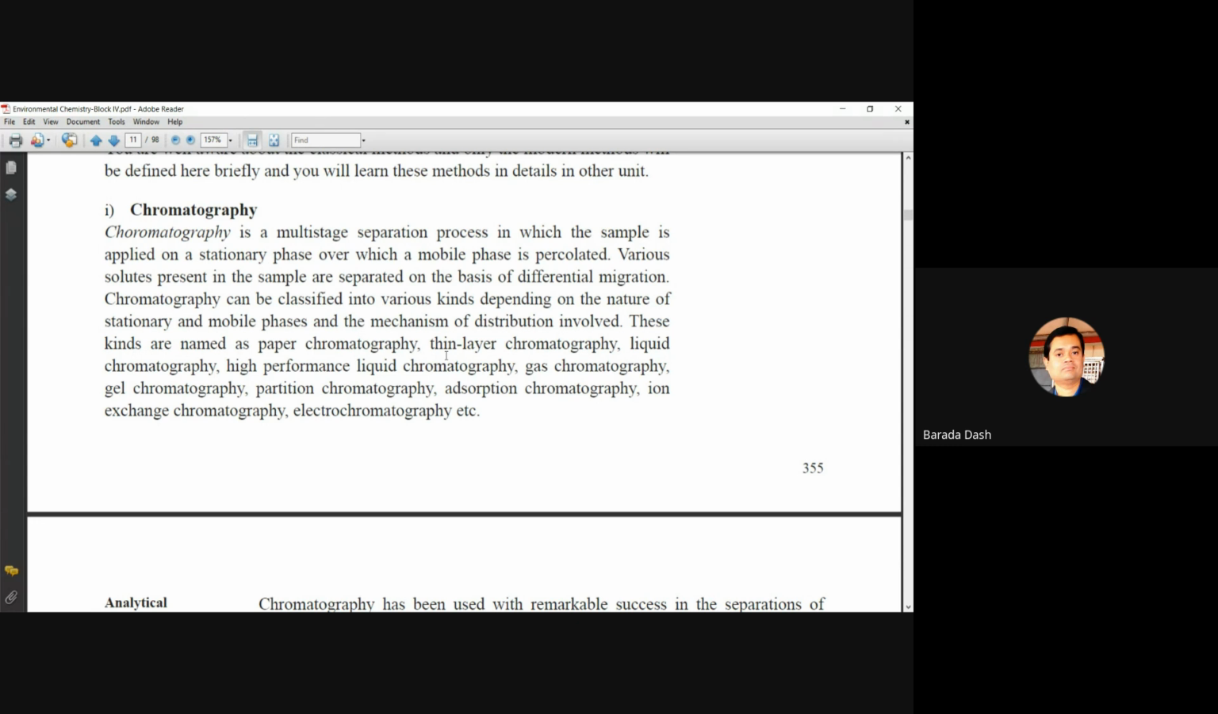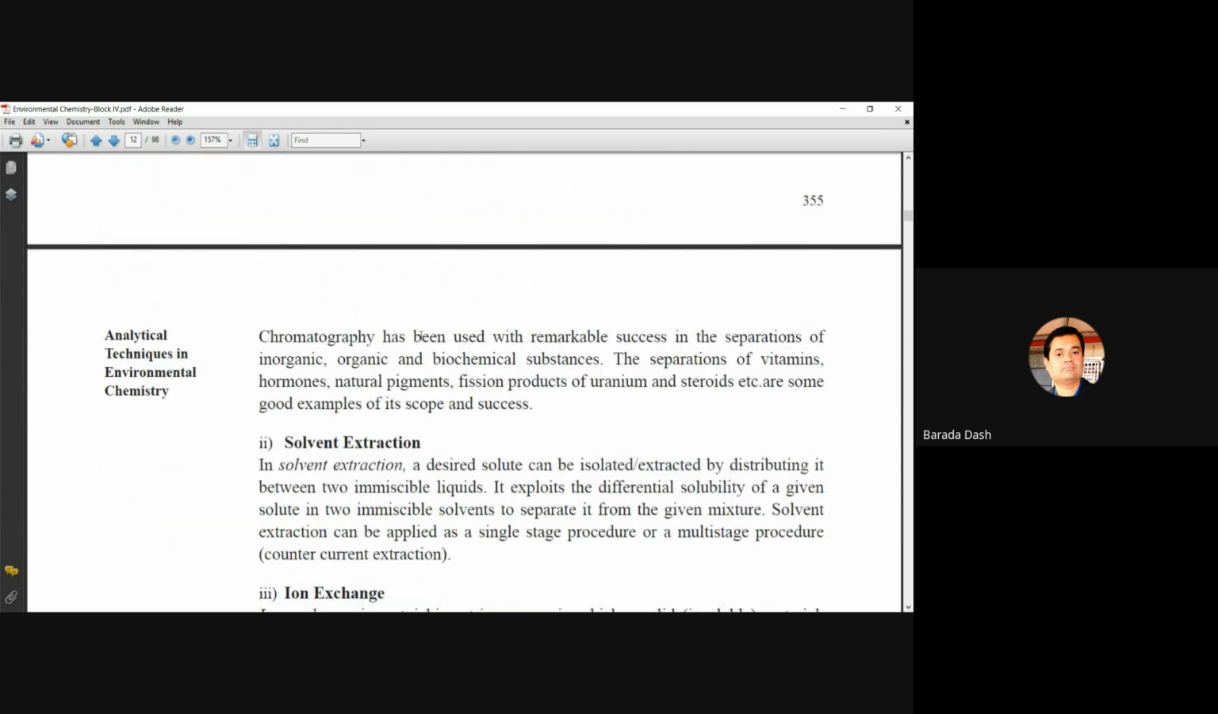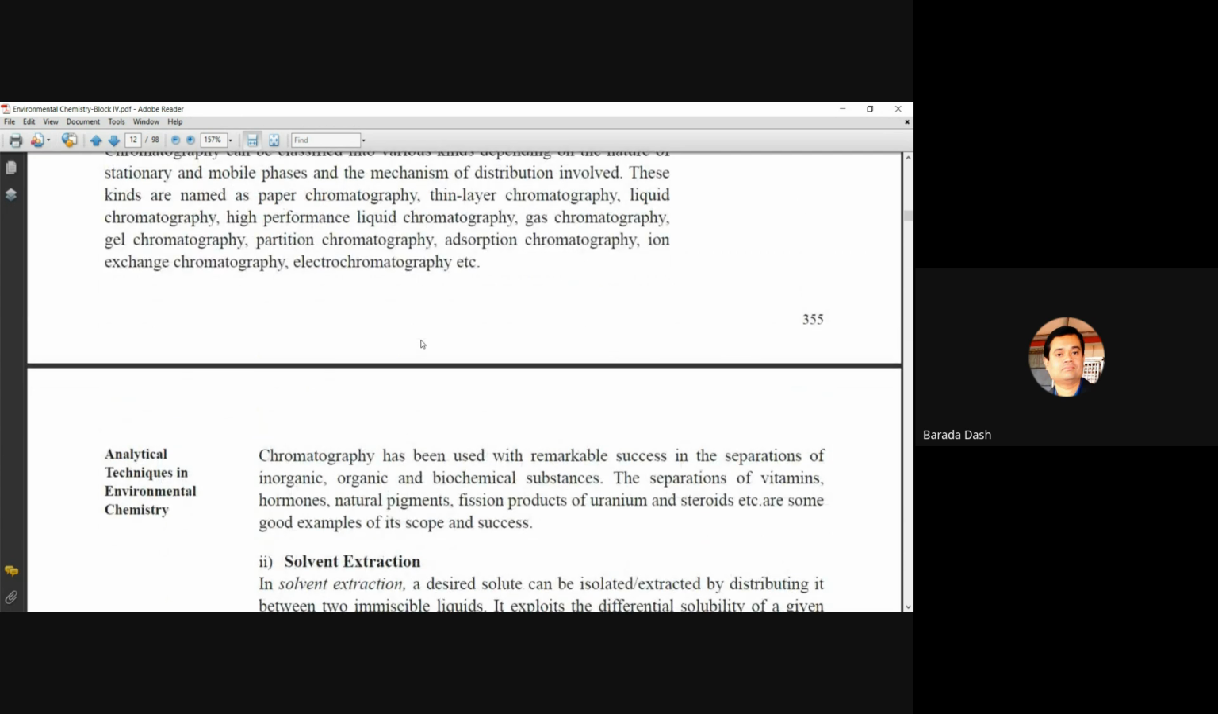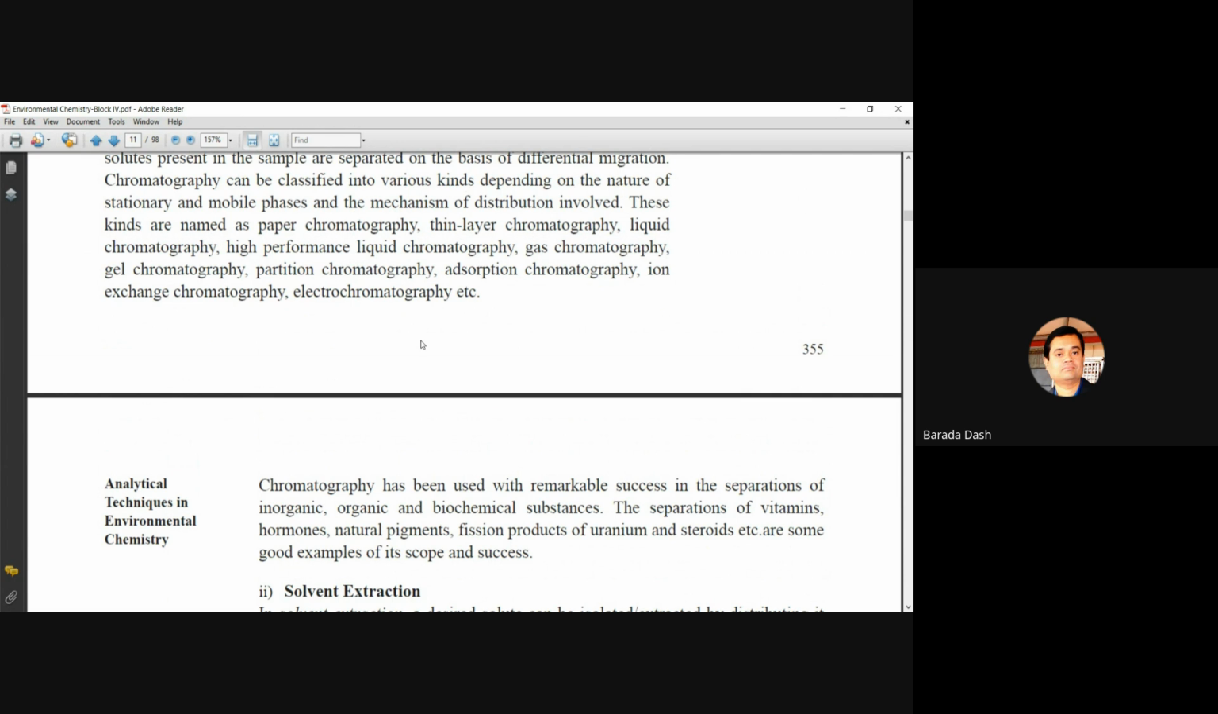Various solutes present in the sample are separated on the basis of differential migration. Chromatography can be classified into various types depending upon the nature of stationary and mobile phases. It could be paper chromatography, thin layer chromatography, liquid chromatography, high performance liquid chromatography, gas chromatography, gel chromatography, partition chromatography, adsorption chromatography, ion exchange chromatography, and electrochromatography. There are so many types of chromatography based on just changes in their stationary phase and mobile phase.